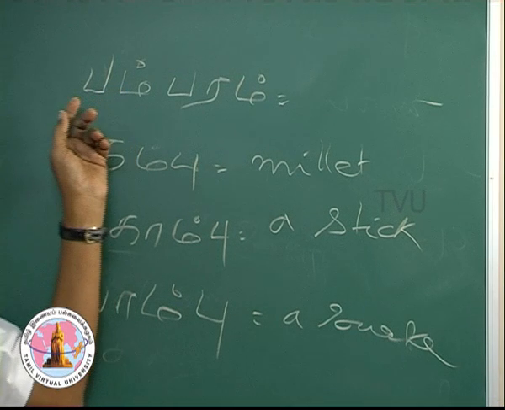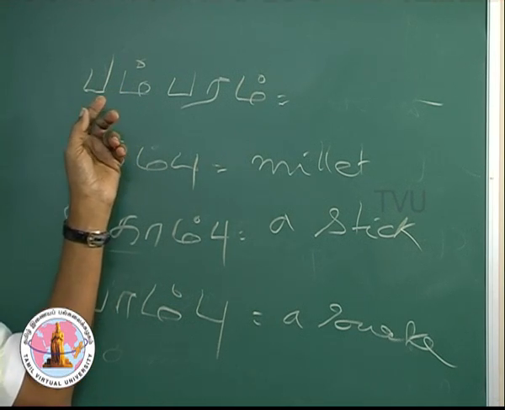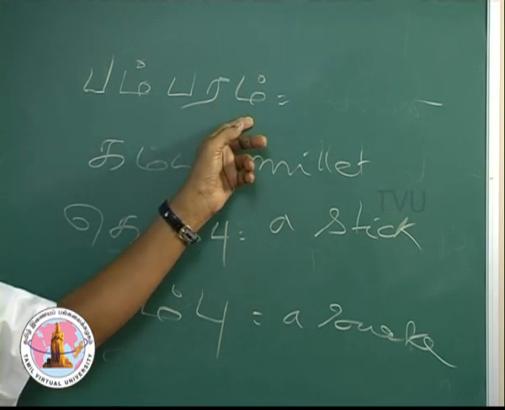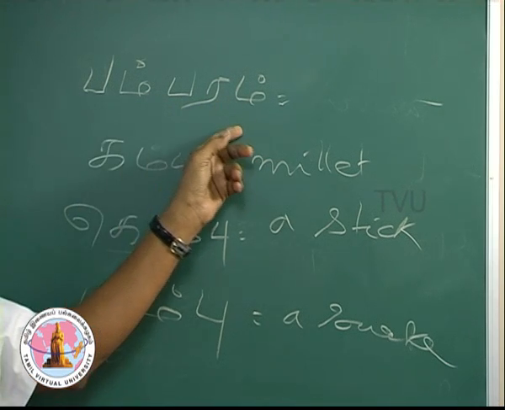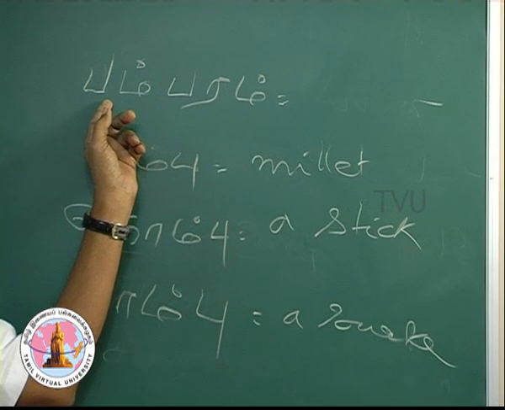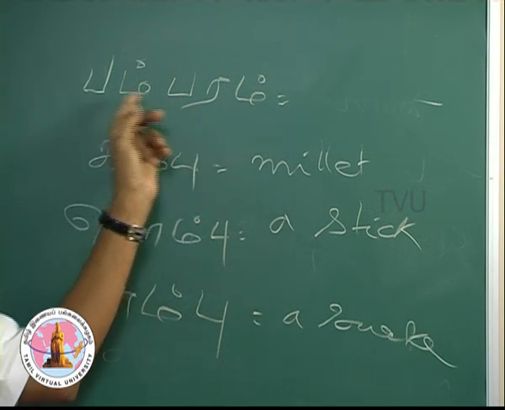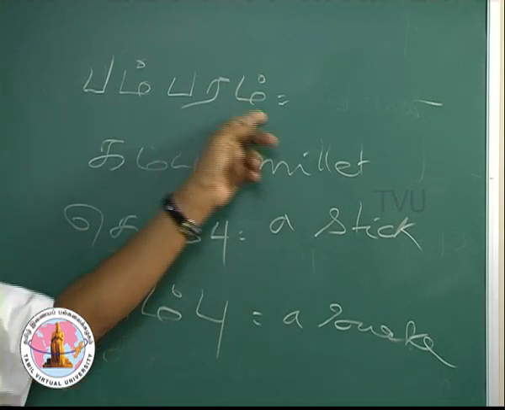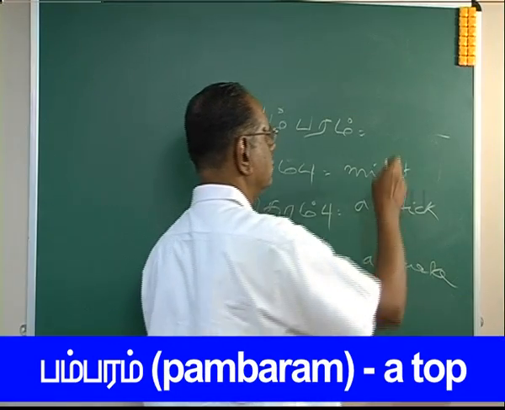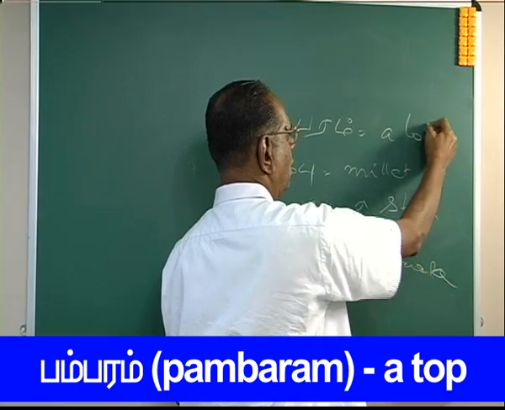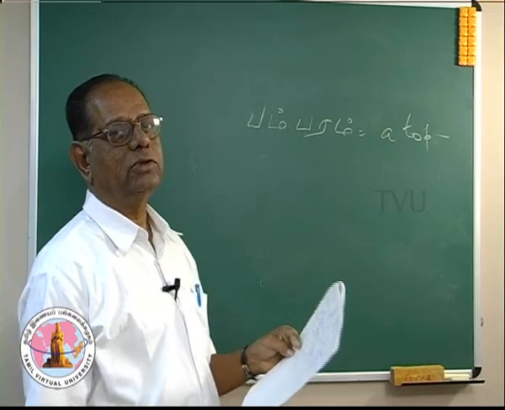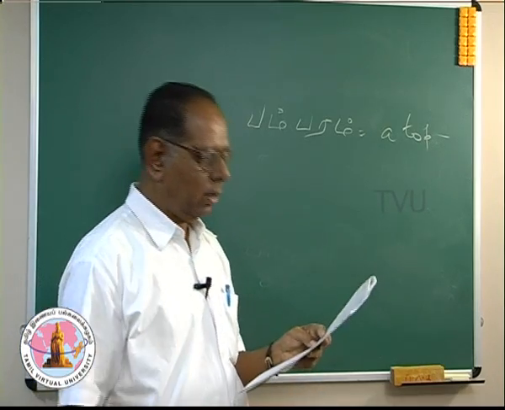Can you read this? Pa, im, ba, ra, im, pambaram. Pa becomes ba after nasal. A top. Let us go in for words which have more letters.